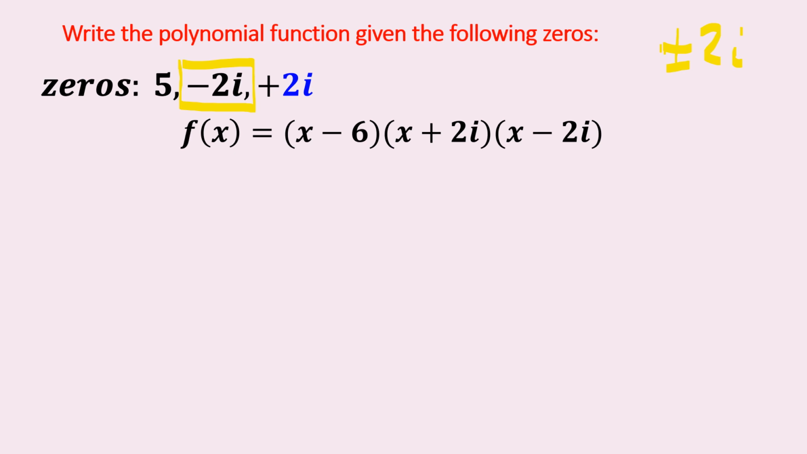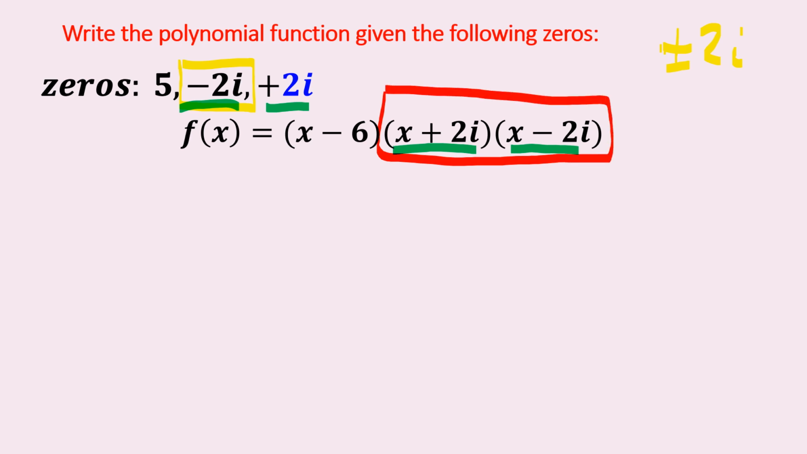X minus 2i gives us this factor right here. Sorry, x minus negative 2i switches to a plus, and then x minus 2i gives us that second one. We want to simplify this, and when we do it, we always want to start with the two that have imaginary numbers. We're going to FOIL this out just like we did the last one. First, outside, inside, last. Okay, it gives us this.